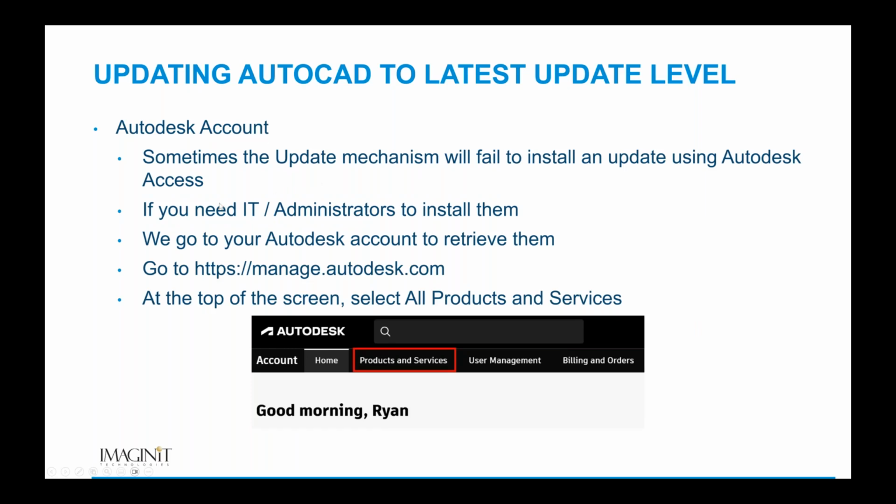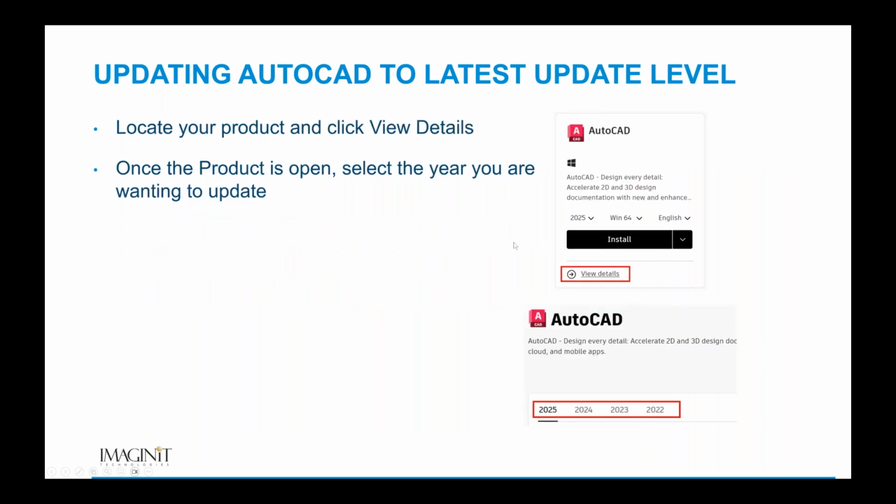If you need IT or an administrator to install them because you don't have rights, we go to your Autodesk account to retrieve them. We go to manage.autodesk.com. At the top of the screen, you'll select all products and services. Locate your product, click view details. Once the product is open, select the year you want to update.